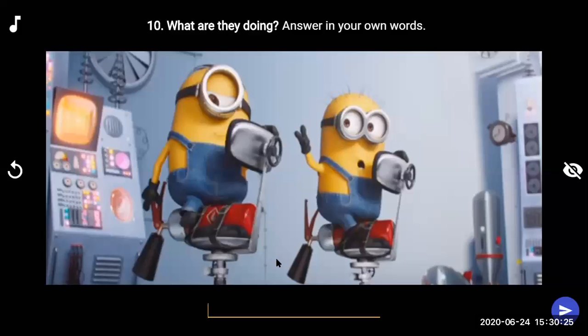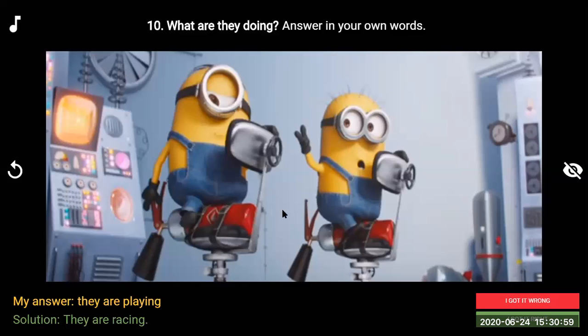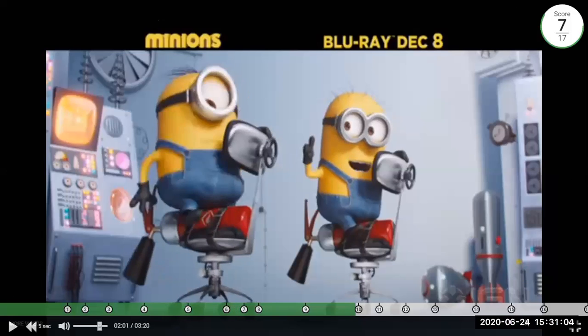Okay, let's see. What are they doing? Okay, first, what is the subject here? I, you, or they? They are. They are playing, maybe? Okay, they are playing, let's see. They are playing. Okay, or they are playing or they are racing. Racing is a competition when you drive. Okay, let's go it right.